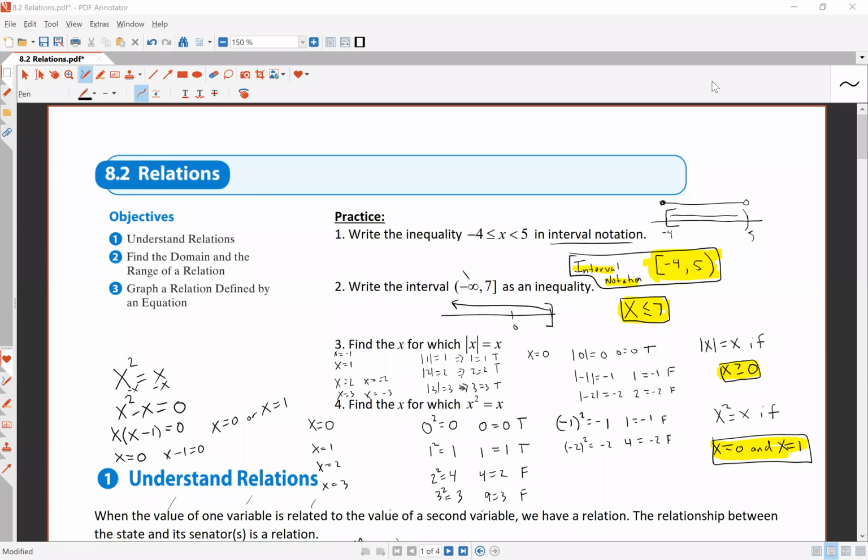This video covers Section 8.2, Relations, Objective 2, find the domain and the range of a relation.